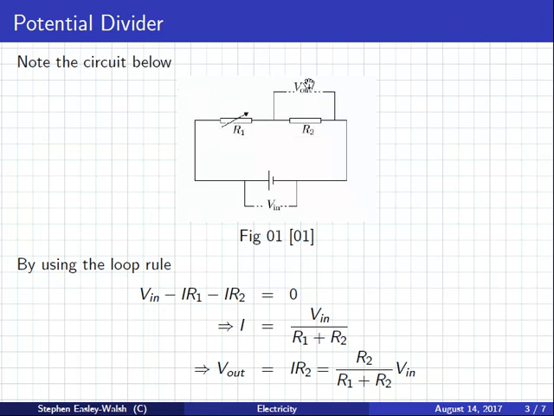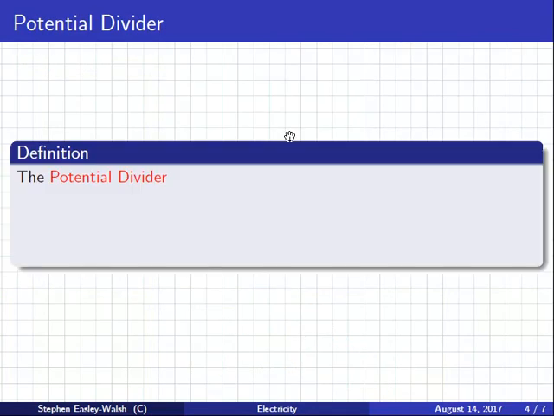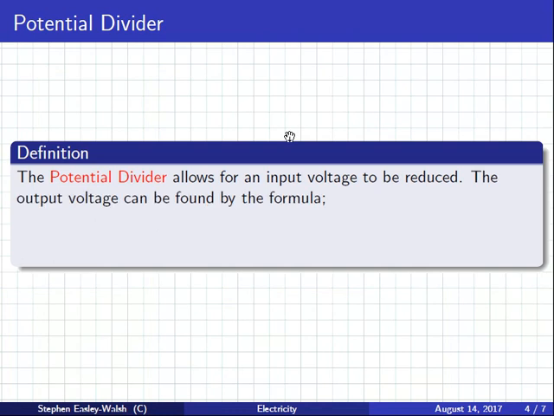Now, the potential divider is a very simple circuit. It has a disadvantage though. The disadvantage is we can only make voltages which are smaller than what we began with. We can't use this to increase the voltage. Later we will learn how to do that, but for now we can only make it smaller. So, the potential divider, what exactly is it? It's a simple circuit that lets you reduce the voltage. And you can find the output voltage by using this formula. So, note this definition, please.